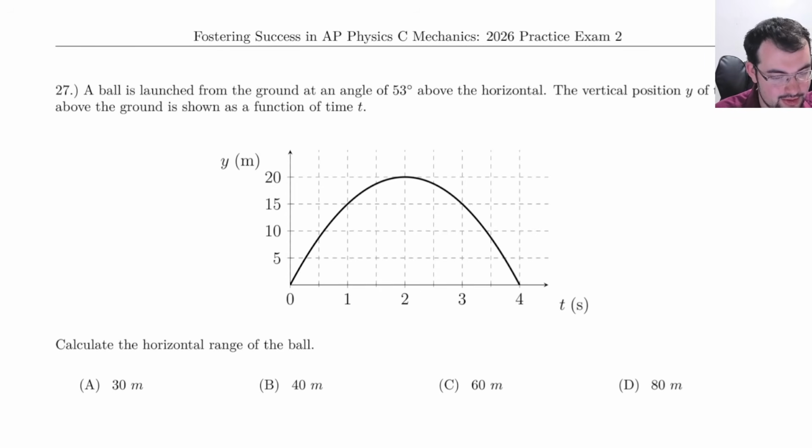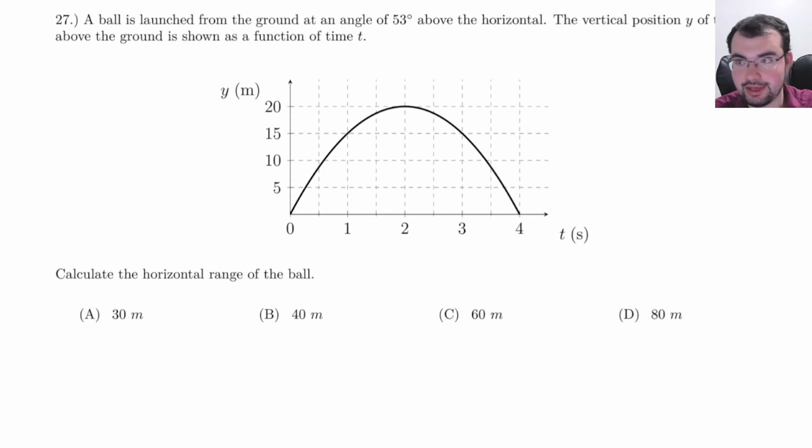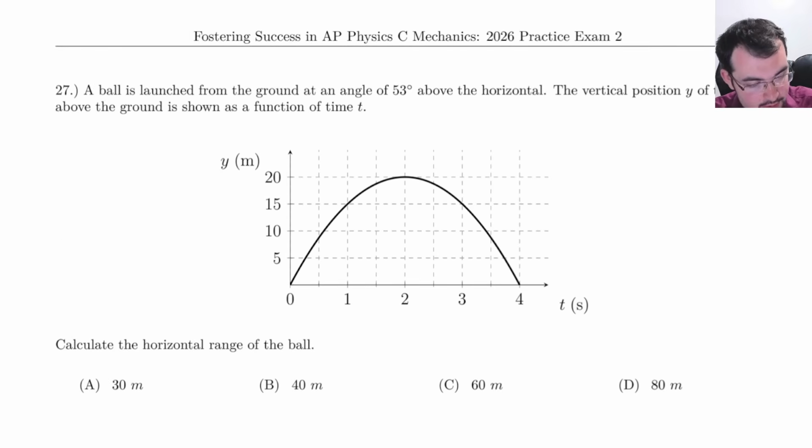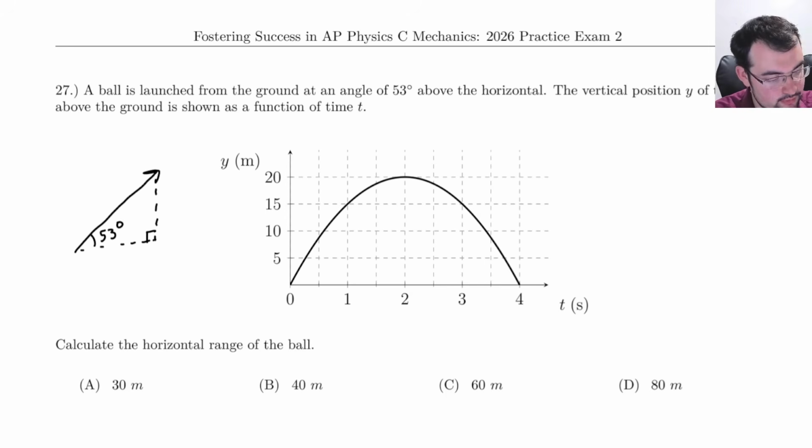All right. A ball is launched from the ground at an angle of 53 degrees above the horizontal. The vertical position y of the ball above the ground is shown as a function of t. So we do know that we have this sort of vertical velocity, 53 degrees. We want the horizontal range of the ball.